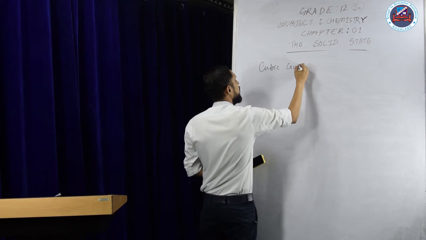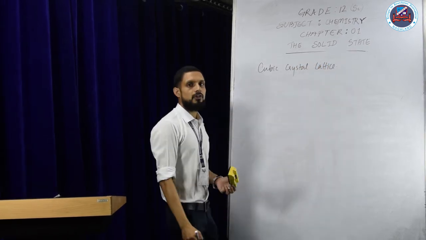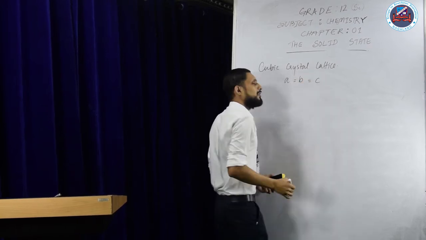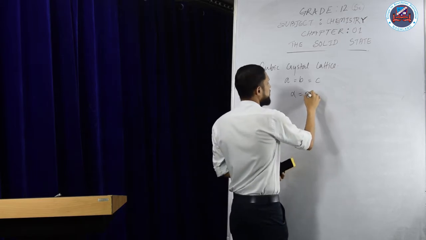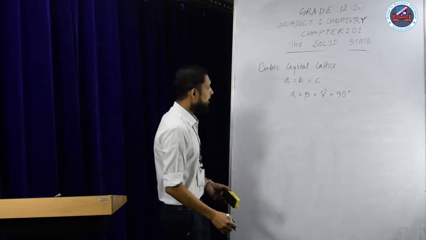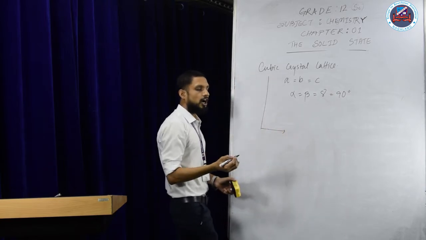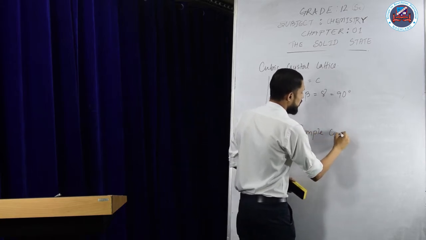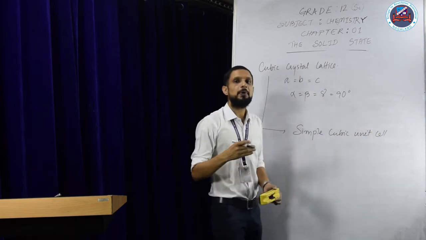Cubic crystal lattice. So in case of cubic crystal lattice, a is equal to b is equal to c. The length along x, y and z axis all equal. Alpha is equal to beta is equal to gamma is equal to 90 degrees. In cubic crystal lattice, we are going to study three different types of unit cells. They are simple cubic unit cell, which is also known as primitive unit cell.